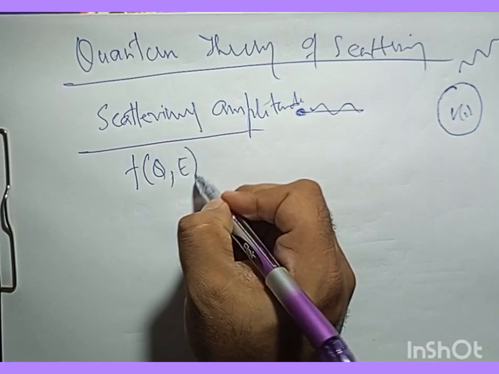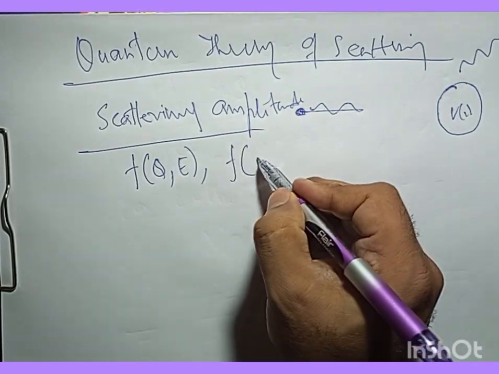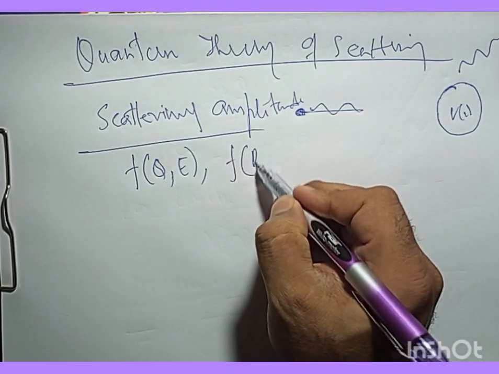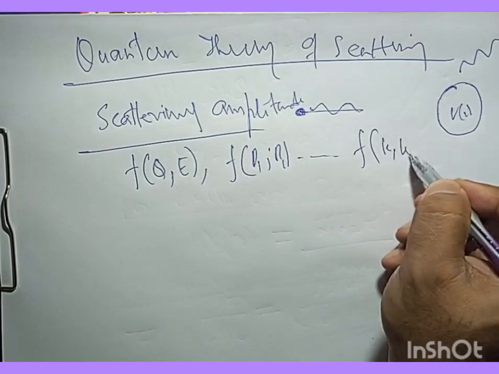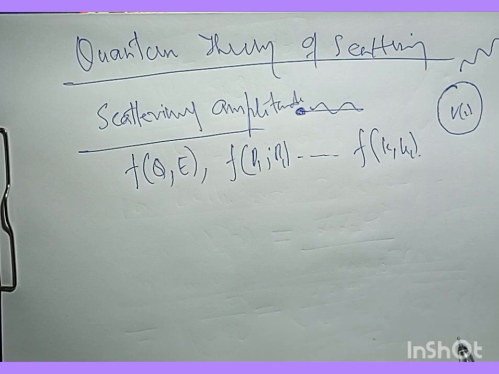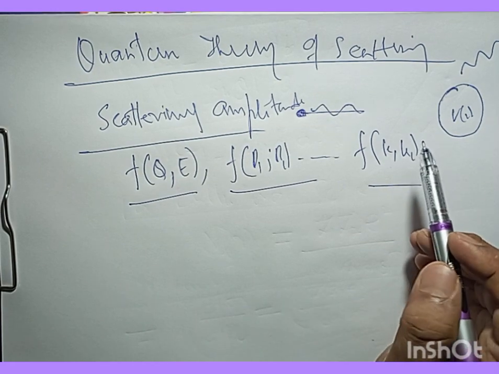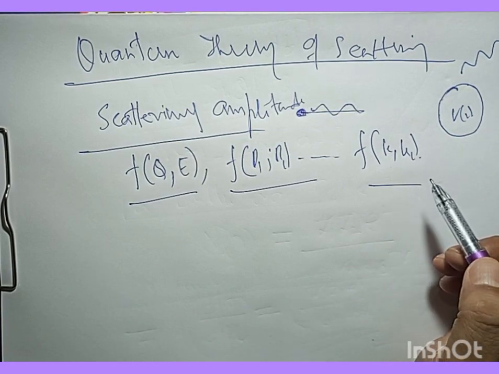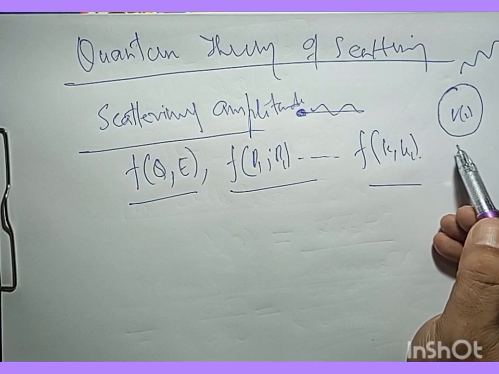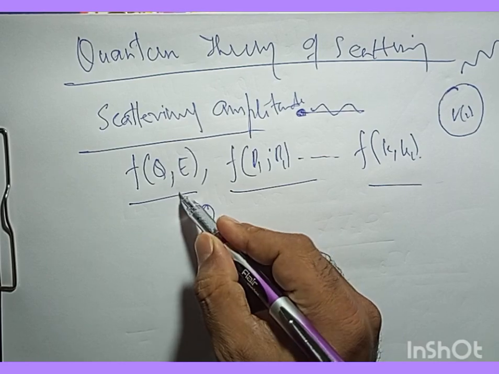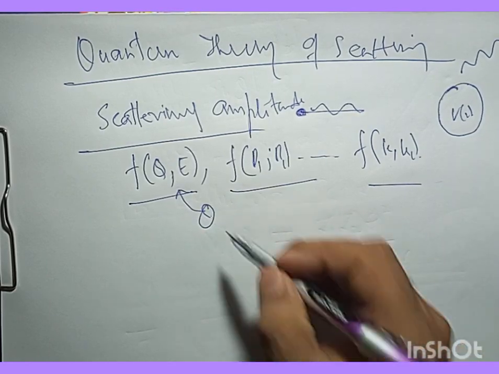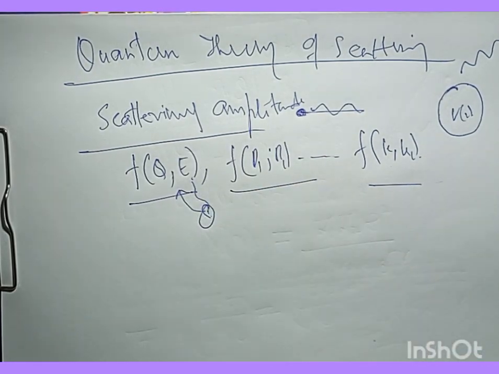It can be a function of energy. It can be represented by anything, say some momentum P1 and P2 and so on, and some K1 and K2. And it's this scattering amplitude which extracts the probability amplitude of the scattering at a given angle theta, and at some specific energy E.